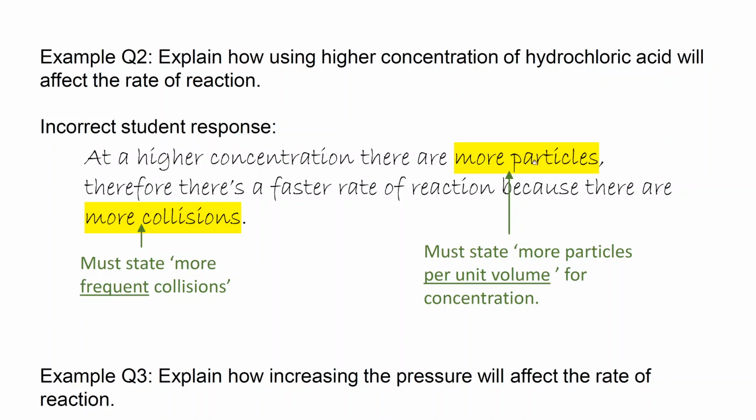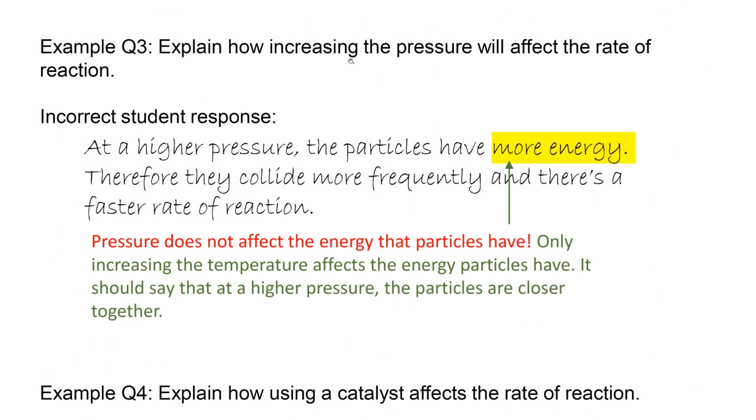The first error here is for saying that at a higher concentration there are more particles. They're not strictly speaking wrong, they've just not worded it specifically enough. They need to say there are more particles per unit volume if they're talking about a higher concentration. So always add this per unit volume bit on the end when we're talking about more particles. The second error they've made is the same as the last student. They've said there are more collisions. We must say there are more frequent collisions if we're justifying a faster rate of reaction. Let's have a look at this next example.